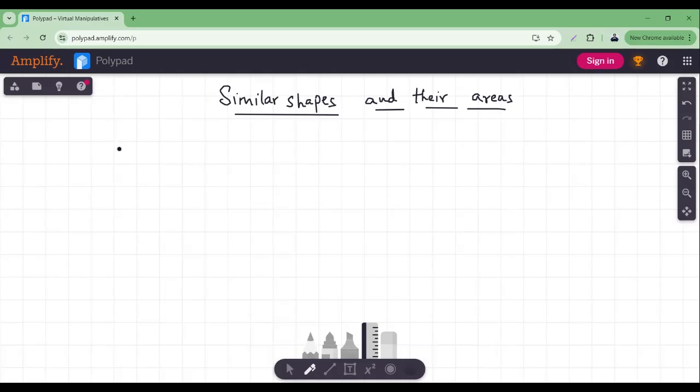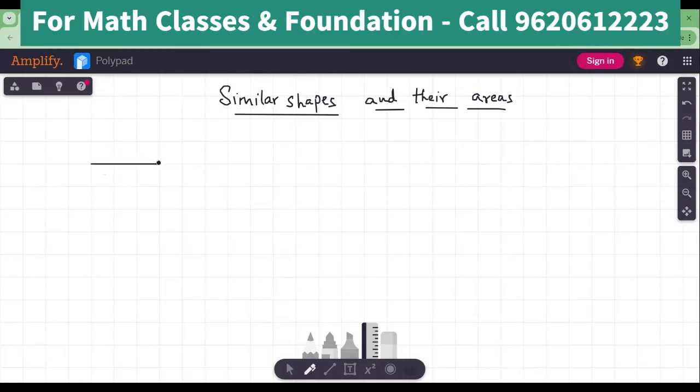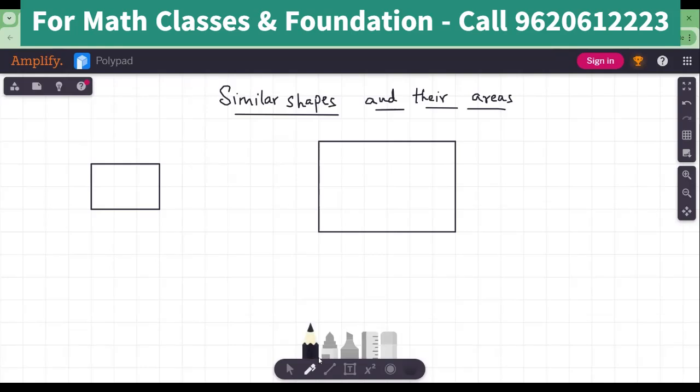Now, if I have a rectangle like this, and let's say I have another rectangle like this. These two are similar. How do we know these two are similar? We have to first of all see certain things. First of all, these two are rectangles. So we can compare and say they are similar.